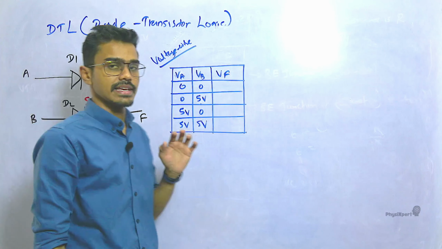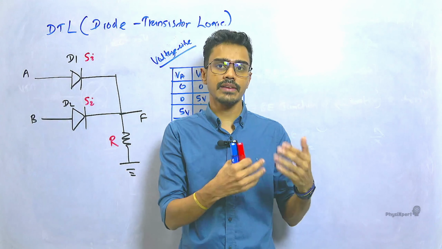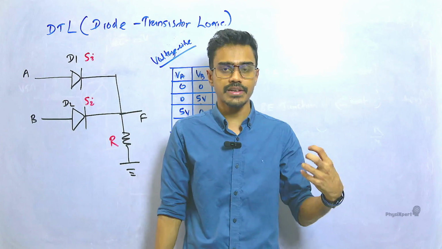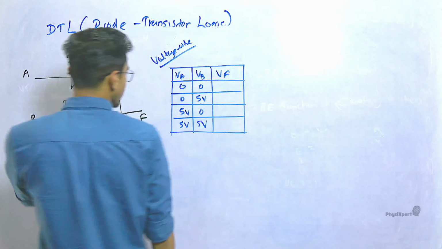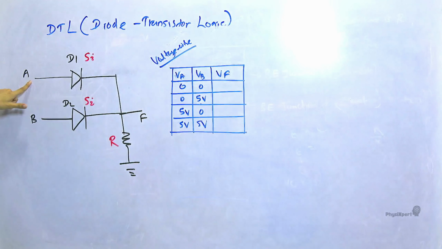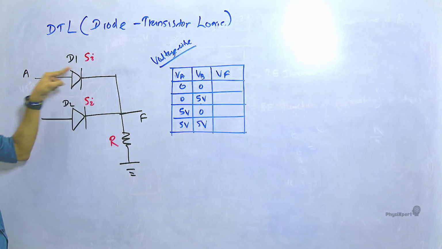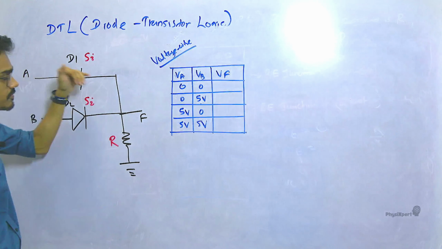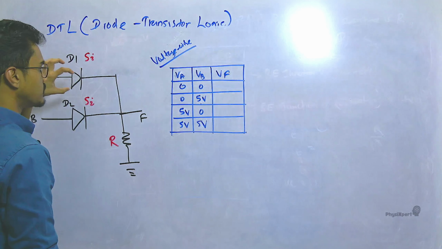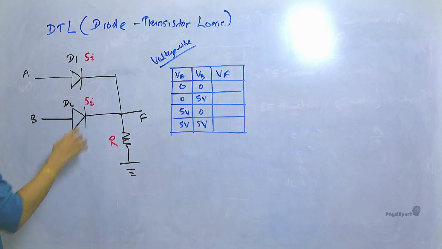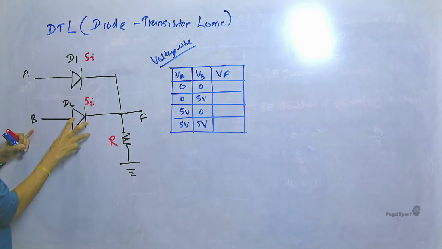Now we know since there is a silicon diode, in order to forward bias the diode, we need 0.7 volts across the diode, right? Now for the first scenario, 0, 0. A is at 0. This end is also grounded. There's no potential difference of 0.7 across these two. Then this diode is not forward biased. And check the other one also, 0, 0, D2 is also not forward biased.